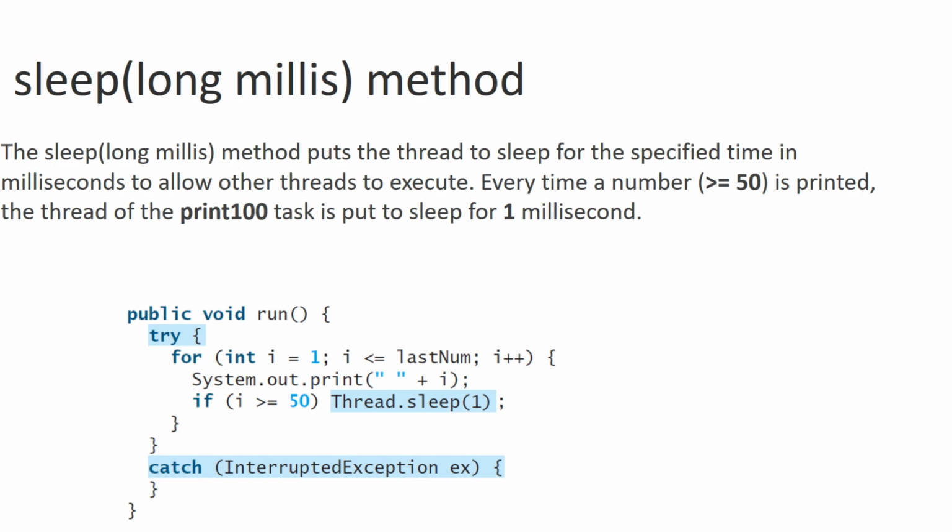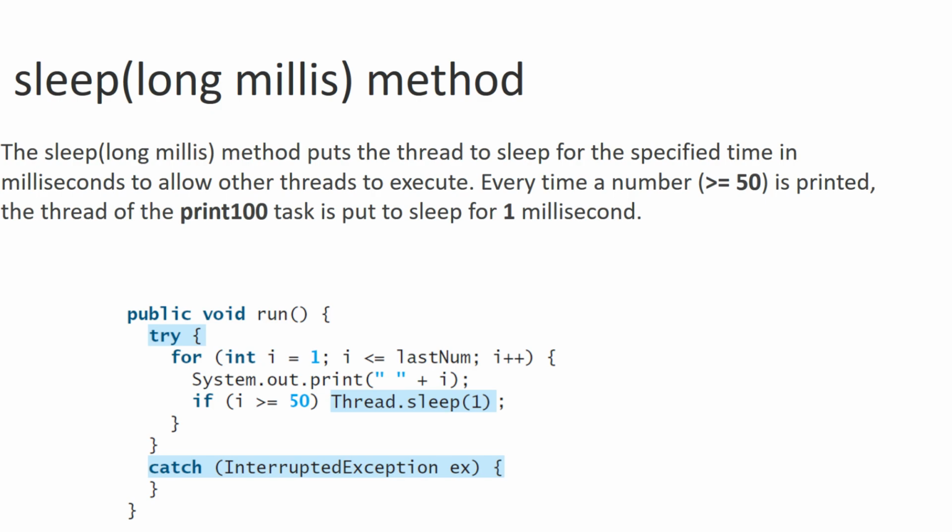For example, sleep takes milliseconds, so you give the number of milliseconds and it will sleep for that long. In this specific example, you have the run method of the print 100 task. If you are at the 50th value, every time a number greater than 50 is printed, the thread of the print 100 task is put to sleep for 1 millisecond. It will sleep for 1 millisecond and then continue.